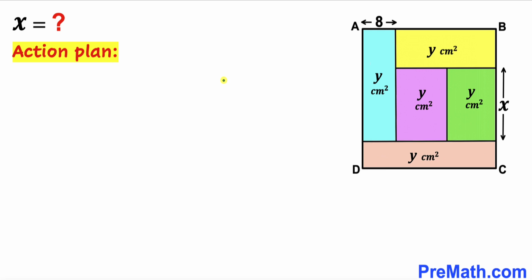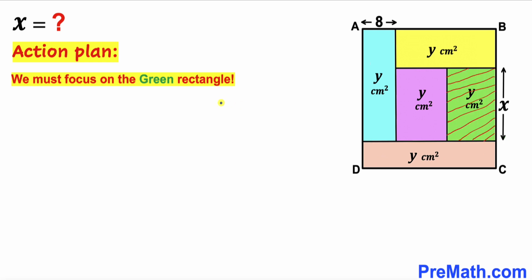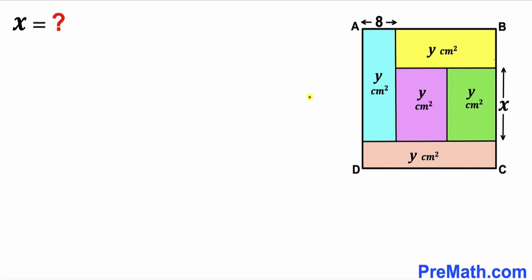And here's our action plan. Since we are interested in finding the side length x of this green rectangle, therefore we must focus on this green rectangle. In other words, we must not only find this side length of this green rectangle, but also we are going to find the area of this green rectangle as well. And here's our very first step.